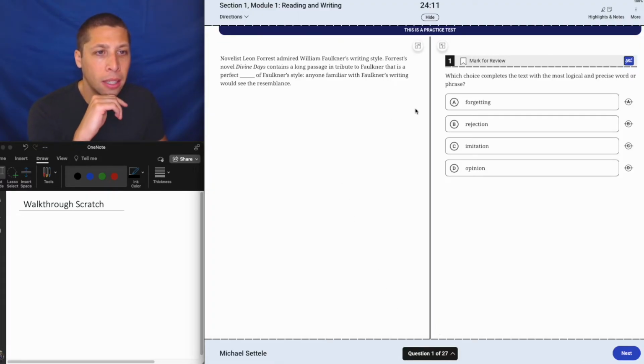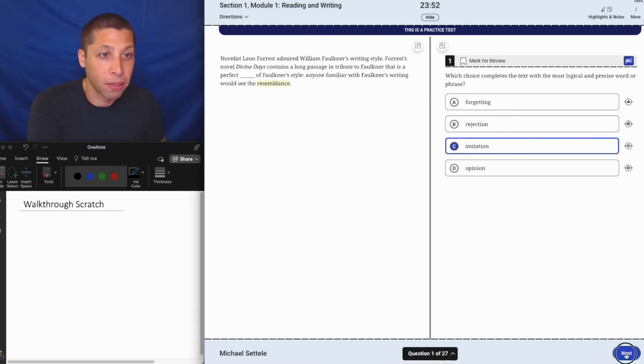So vocab. Novelist Leon Forrest admired William Faulkner's writing style. Forrest's novel Divine Days contains a long passage in tribute to Faulkner that is a perfect blank of Faulkner's style. Anyone familiar with Faulkner's writing would see the resemblance. So we're copying the word resemblance. Maybe I do this. Yeah, cool. So it's an imitation, just they're repeating themselves.